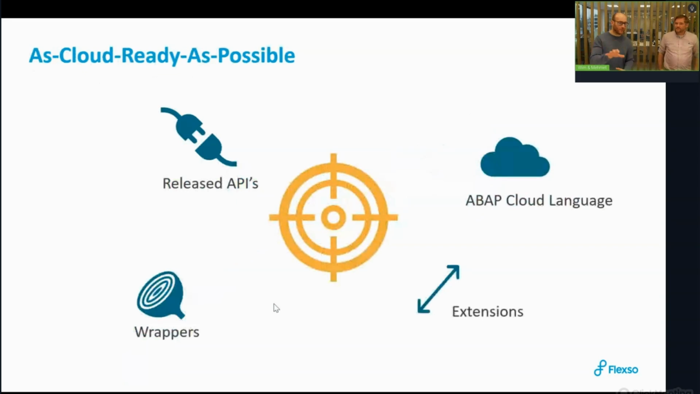So also important to note, we're talking about cloud-ready programming, but basically we're also talking about cloud-ready as much as possible. Are there released APIs on your S/4HANA version? If that's not the case, then it will be very difficult for you. But if they are, make use of them. If they aren't, create wrappers. Try to use as much as possible the ABAP Cloud language and extensions.